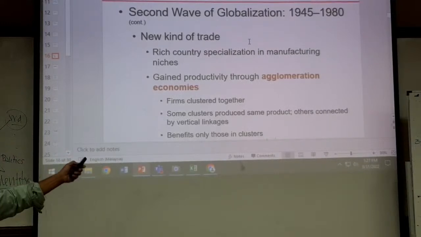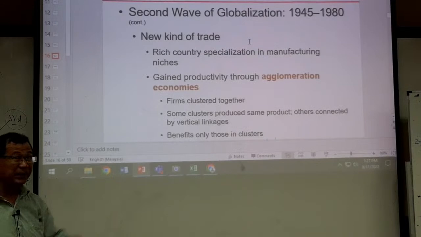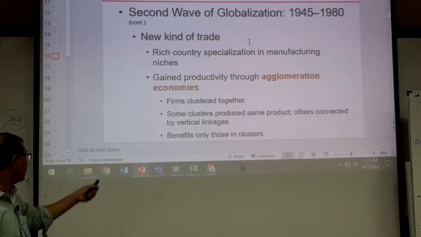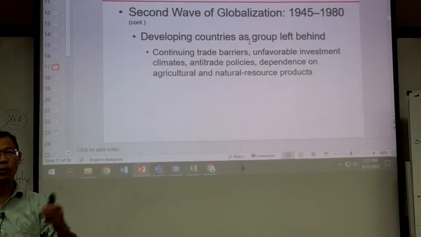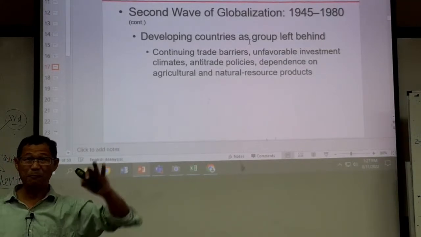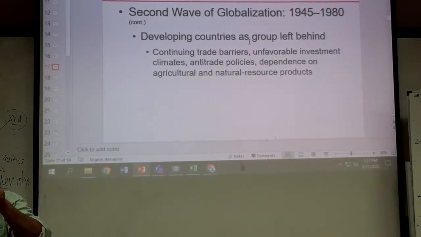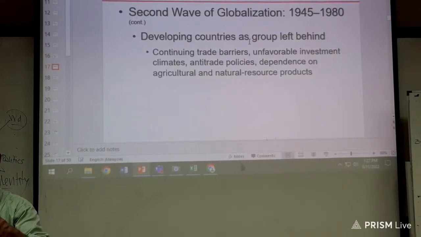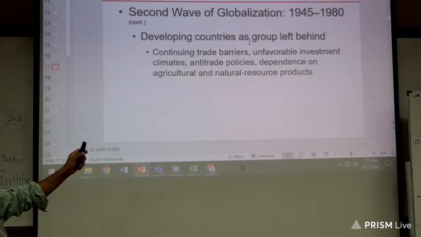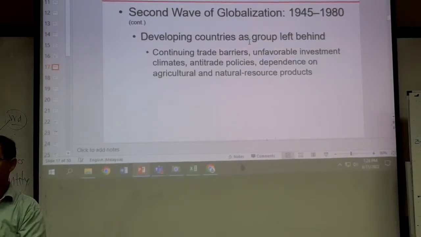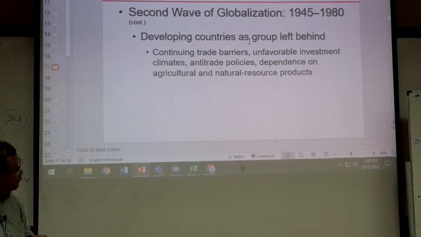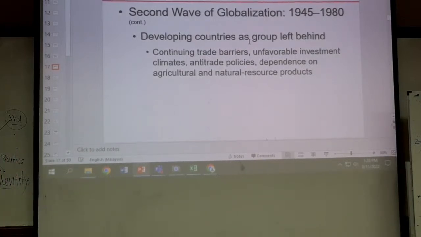Some clusters produce some products, others are connected by vertical linkages. Benefits only those in the cluster. Second wave, developing countries as a group left behind. The poor become poorer, stay poor, but rich countries become rich. That's the negative impact of globalization. The rich become rich, the poor become poor. They continue trade barriers. That's why, left behind, they start to protect their markets with barriers. Unfavorable investment climates, anti-trade policies, dependence on agriculture and natural resource products.